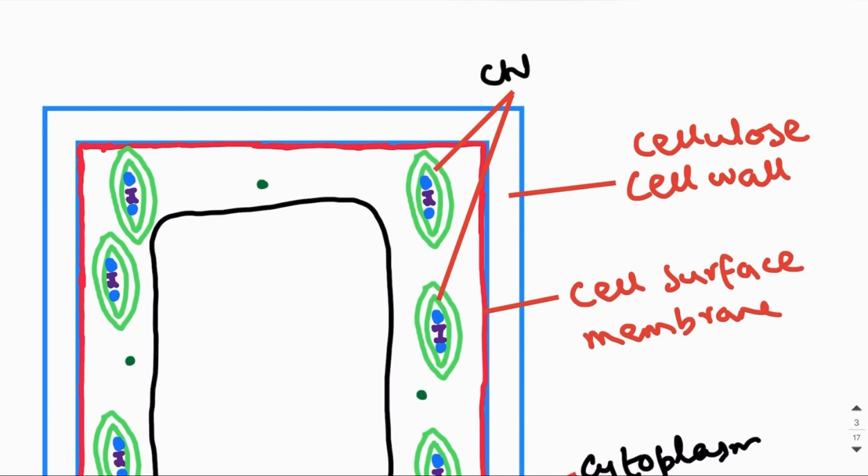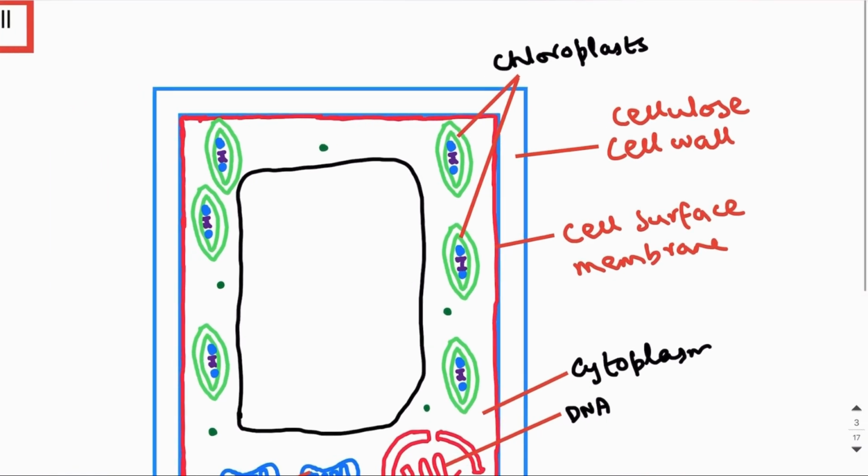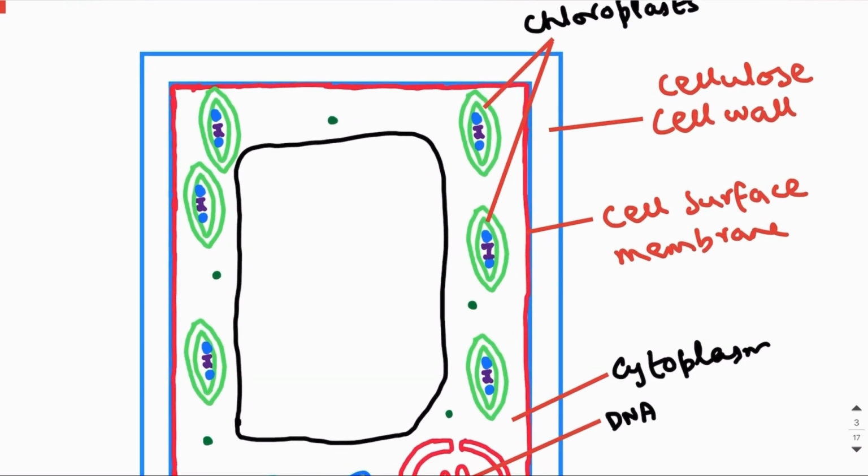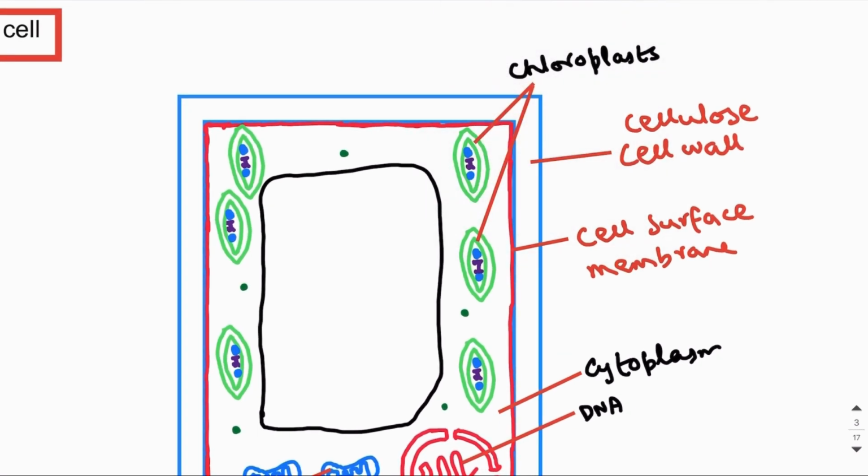And you need to know that chloroplasts are only found in some plant cells, they are not found in all the plant cells. This is a very, very important point, that chloroplasts are not found in all the plant cells, they are found in some plant cells, whereas the cellulose cell wall is found in all the plant cells. Also, the sap vacuole is found in all the plant cells.